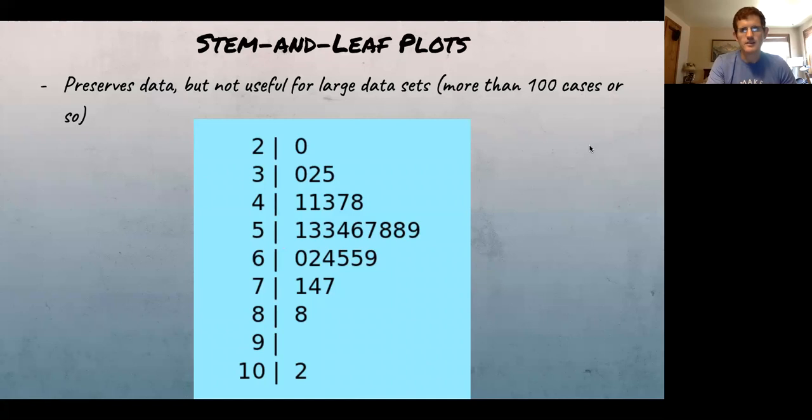Now this is limited. It's great because you can still see the data. You know that there's a data point that's 54 in this. You know that there's one that's 43. But if you have too much data, it's not going to be useful to try and use a stem and leaf. That's just too difficult. Technology can do it, but you're not going to do that by hand.